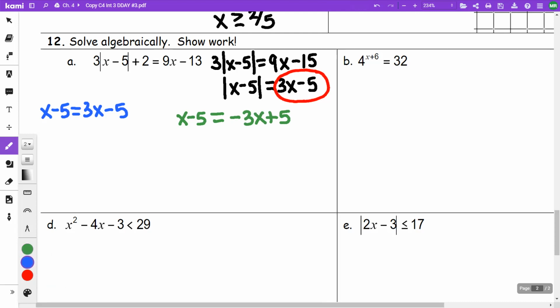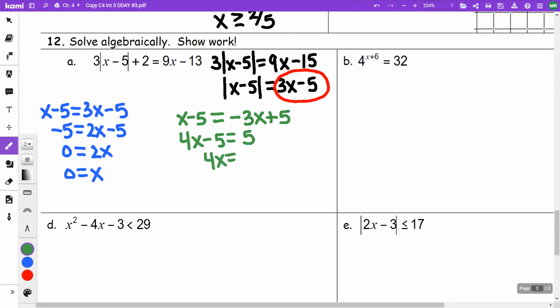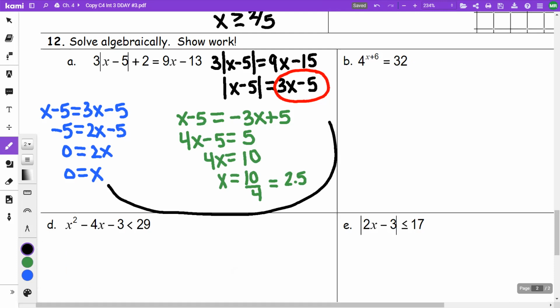Okay, and I'm going to solve. So I'm going to have a negative 5 is equal to 2x minus 5. I'm going to add 5. I get 0. I get x is equal to 0 as a possible solution. My other one, I'm going to add 3x. Then I'm going to add 5. And I get x is equal to 10 over 4, or 2.5 if I want it as a decimal. Now, I'm checking my answers to make sure that they do not make this 3x minus 5 a negative. 0 will, so that's not going to be an answer.